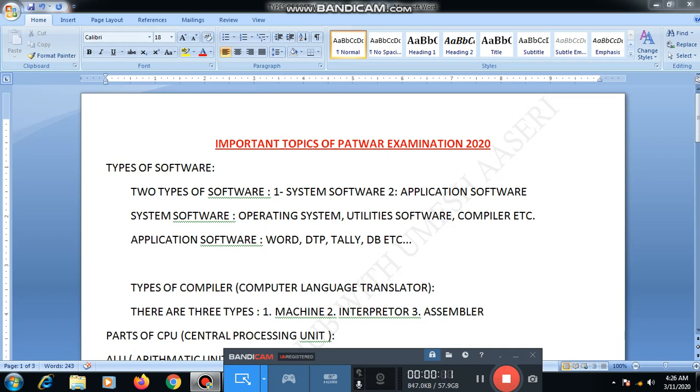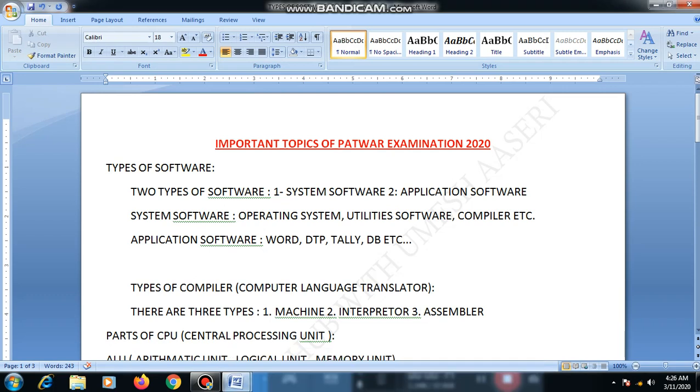So first topic is types of software. There are two types of software: one is system software, another is application software. System software is what interacts with the hardware, like a machine. You can take examples: operating system, utilities software, compiler, etc.